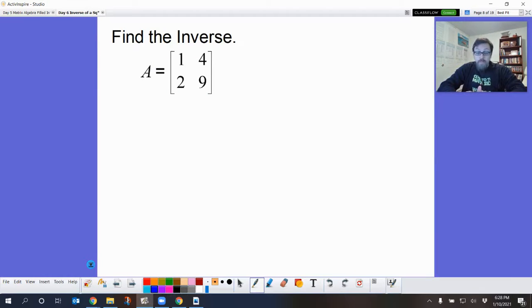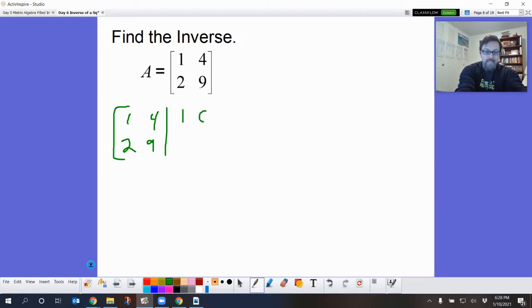Okay, let's try another one. Just keep working our way through these so we can see lots of examples. Once again, I need to write this as an augmented matrix with an identity on the right-hand side. I'm going to mess up that identity and make it really gross looking, but by the end, I should hopefully end up having my inverse there.